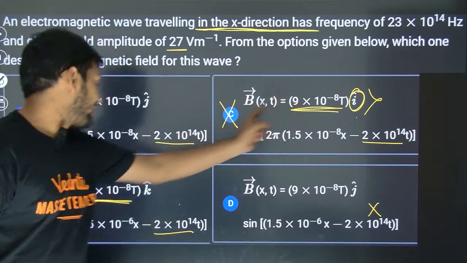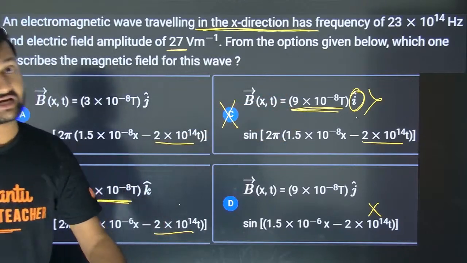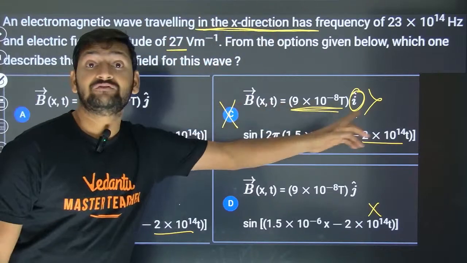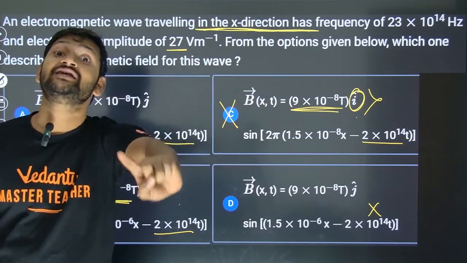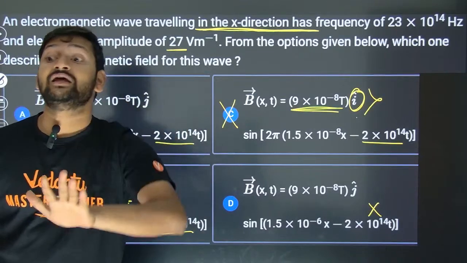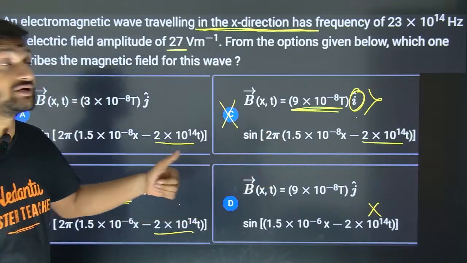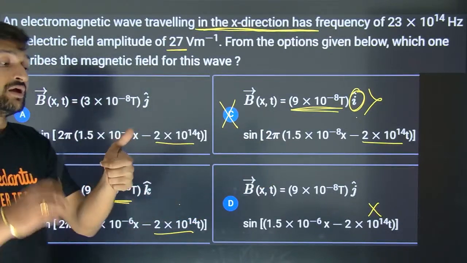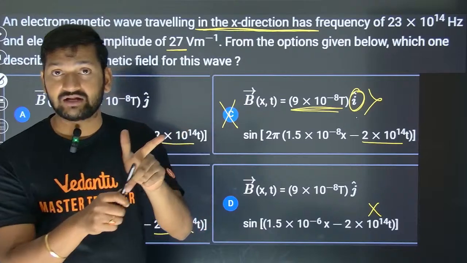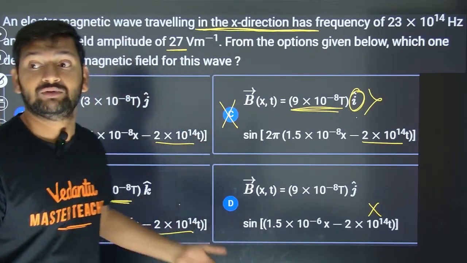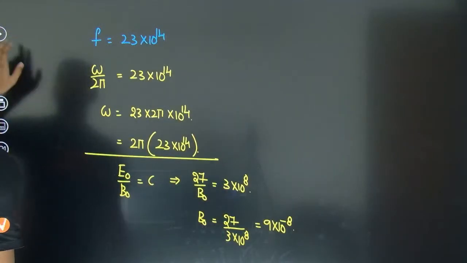Why? See, same amplitude they have, the amplitude we calculated, but the problem is, as the wave is traveling in X direction, the magnetic field should not have its direction in X. It should be either in Z or in Y. It should be either in the Z direction or in the Y direction. Okay, because E, B and the electromagnetic wave, all three of them should be mutually perpendicular. Okay, fine.